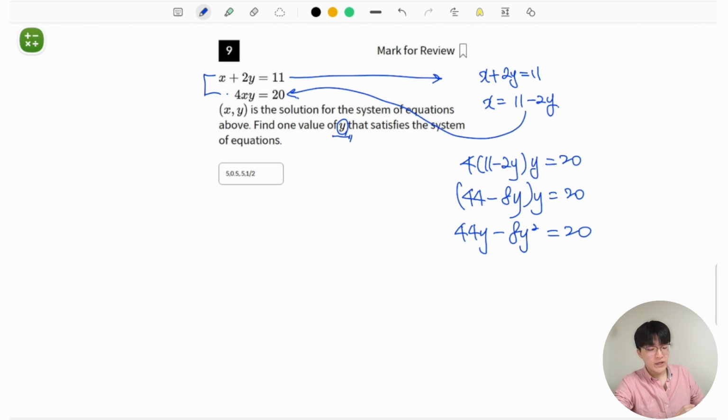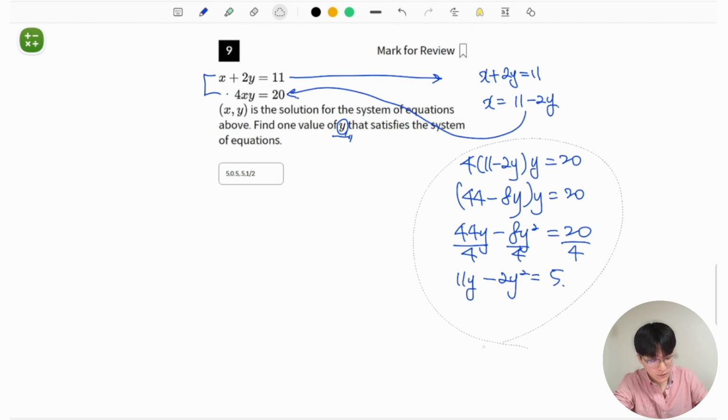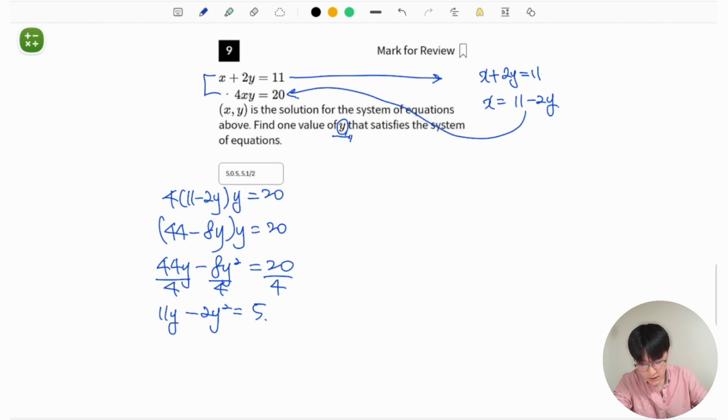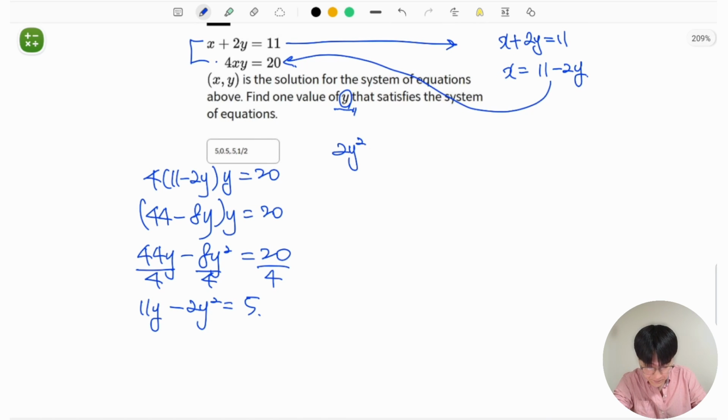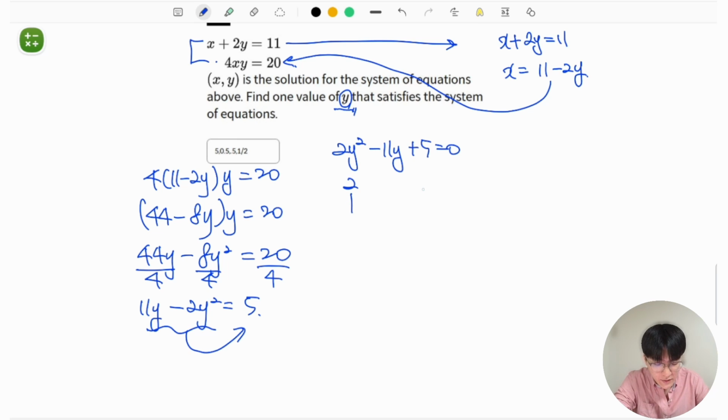Now, I see that we can simplify this expression by dividing every term by 4. So I'm going to do that, and if we do so, we get 11y minus 2y squared is equal to 5. Now this is a simple quadratic equation. Let me just move this to the left, and we are going to organize the equation as so. Just move this to the other side, and now I'm going to see if we can find a quadratic solution, and we have. So that will give us our roots, 2y minus 1.